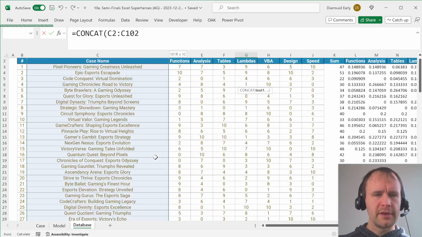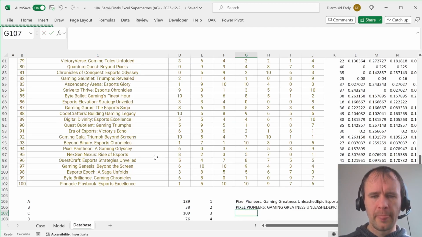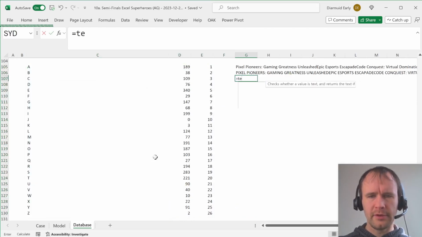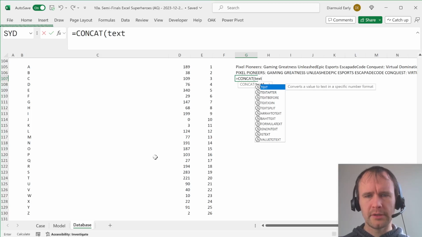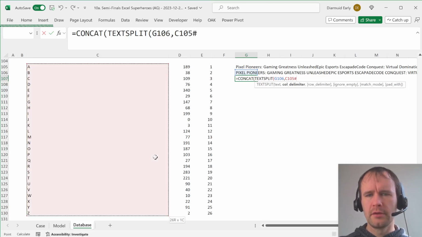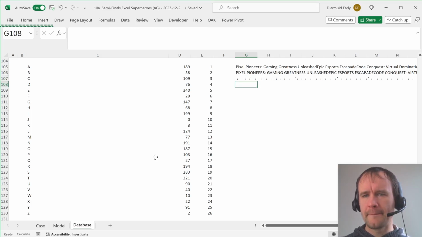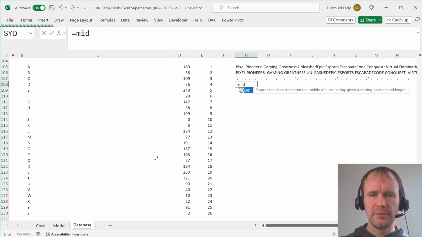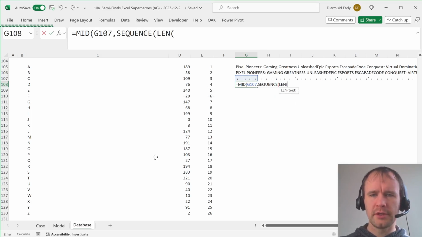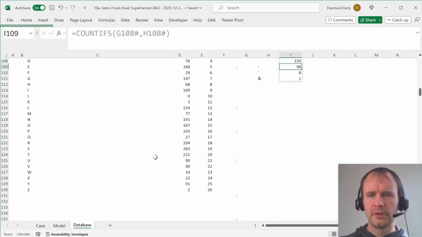So let's just put all these together. Concat this, then take upper of that, and then I'm just going to get all the letters out of that. So I'm going to say concat text split this by this, and then put it back together. So that is everything else. And then I guess what I want is mid of this sequence. So I'm just going to take all the characters from here, sequence len of that 1. That gives me all the characters. Take unique of that, and then count ifs this by this.